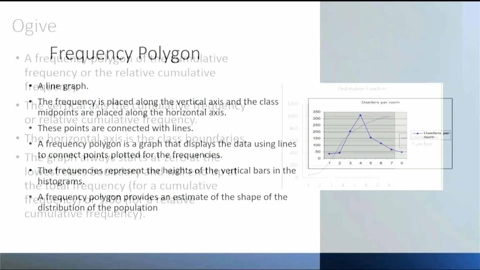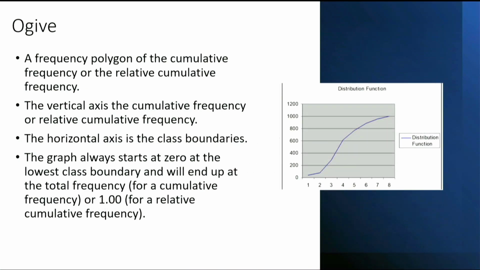The next one is the OGIVE. OGIVE is a graph for the cumulative frequency. It's also called the cumulative frequency curve. That's another name for it.